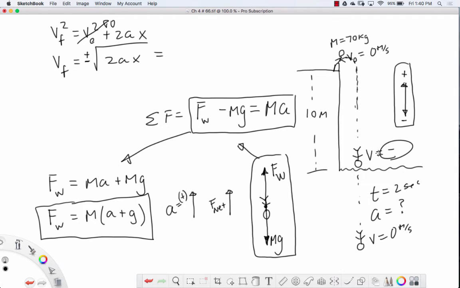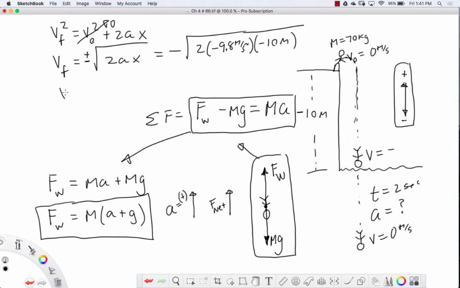Minus, because she's going which way? Down. So it's going to be minus square root 2 times, what's her acceleration as she falls? Negative 9.8. Negative 9.8 meter per second squared. And then what's her displacement? 10 meters. But that's actually negative 10 because she went down 10, right? So this works out to be 14 meter per second. So she hits the water going 14 meter per second downward.